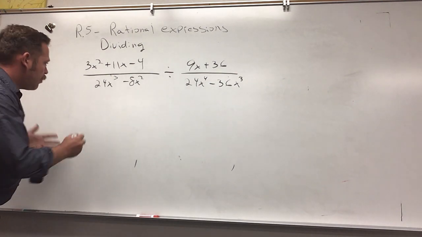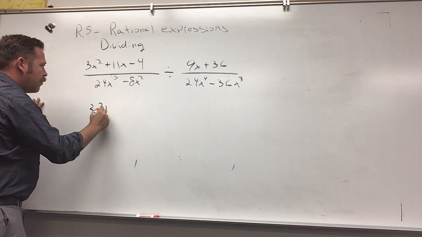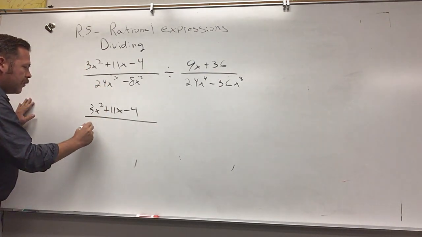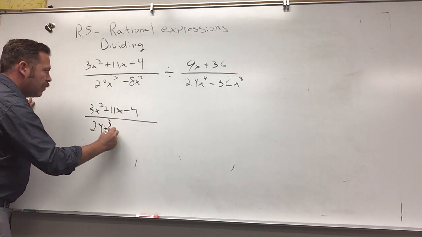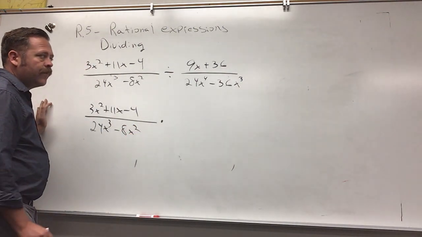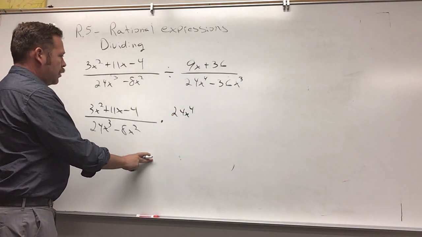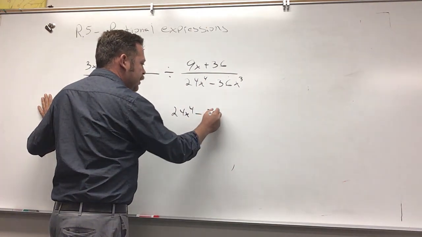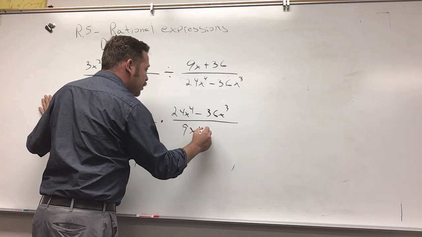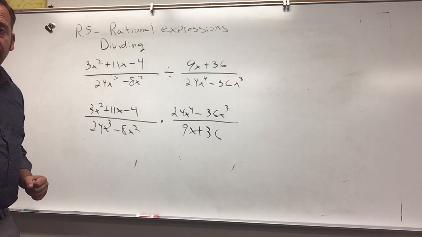Well, so I'm going to rewrite this first one, 3x squared plus 11x minus 4. And then on the bottom, 24x cubed minus 8x squared. And then we're changing it to multiplication. Now on top, I'm gonna have 24x to the fourth minus 36x cubed over 9x plus 36. Now it's a problem just like we did in the last little bit of the lesson.